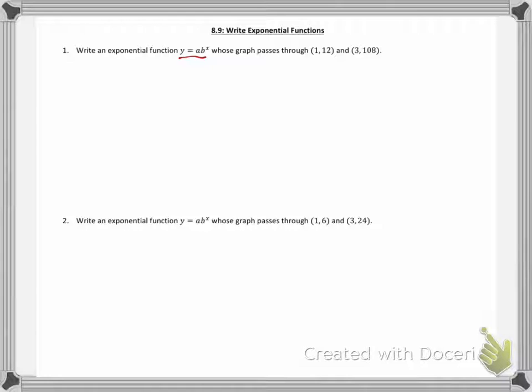Y equals a times b to the x. We're going to write a function where the graph passes through points (1, 12) and (3, 108). So if I give you a couple of points, that gives you a couple of options for x and y, as you know from multiple years here of writing equations. So that means what we're going to use them for is trying to figure out the values of a and b. Once we get those values, that'll allow us to plug them in, write the function itself, because ultimately when you write an equation, x and y serve as placeholders for all the possible points that could exist.